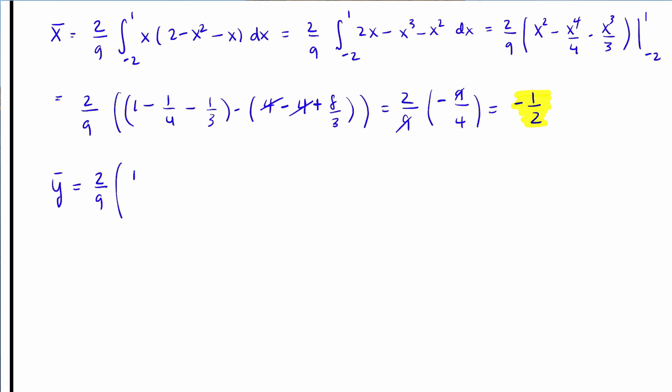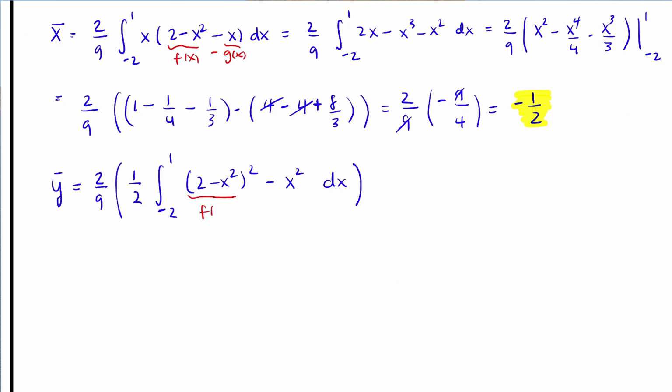And then it's 1 over 2, the integral from -2 to 1 of f of x squared, so 2 minus x squared, squared, minus x squared dx. I'm just going to stop for a second to remind you what I'm doing, in case you didn't see the formulas. One more time. This is x, and this is my f of x minus my g of x, right? And then here I'm doing f of x squared minus g of x squared, okay?